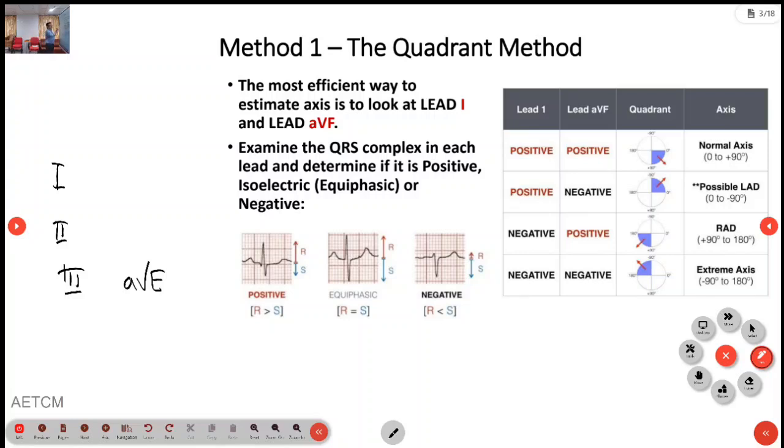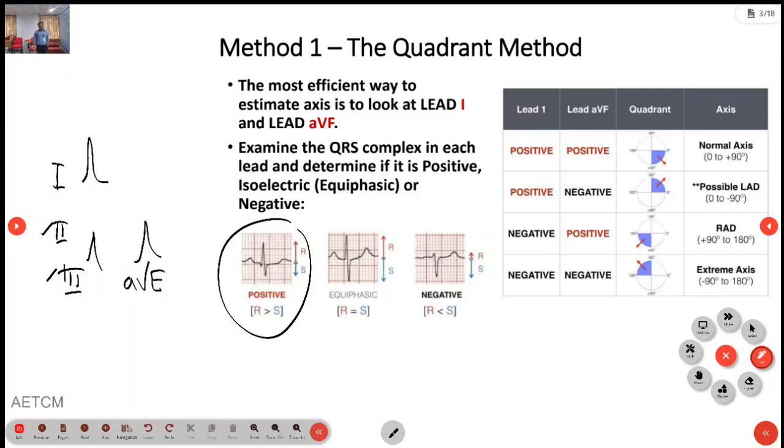Normally lead 1 and aVF will be positive, and the same thing happens to lead 2 and lead 3. Normally these will be positive. So that is a normal axis. If all the leads are positive, it is a normal axis.